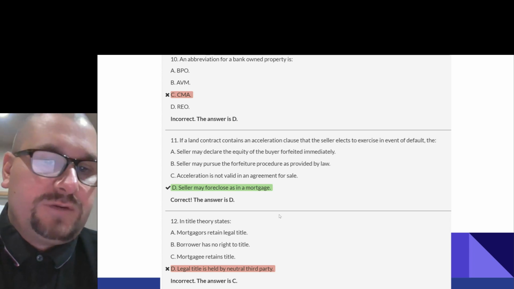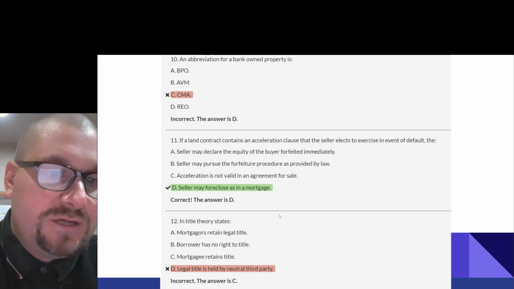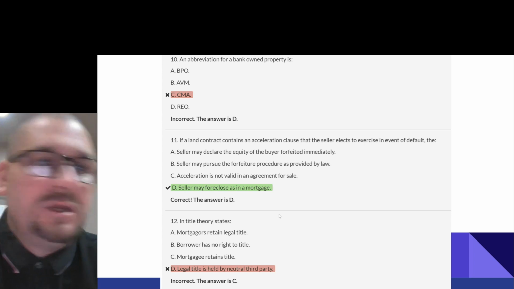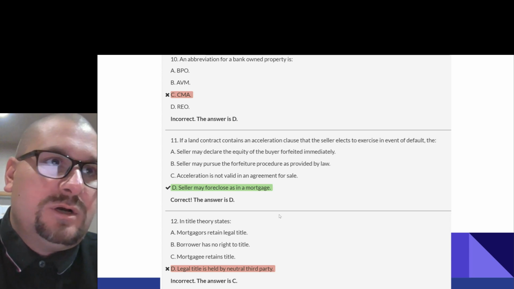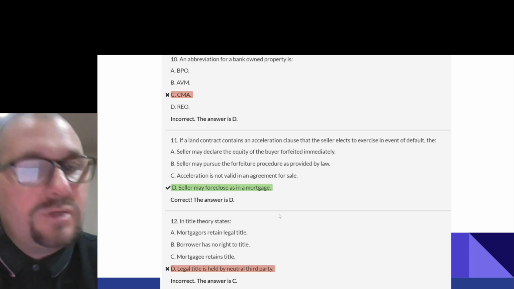In title theory states, so we know Arizona is what? It's a lien theory. Why? Because we have a lot of liens in Arizona. Say a lot of pools. A pool contractor can put a lien out there. So we're not a title theory. We're a lien theory state.